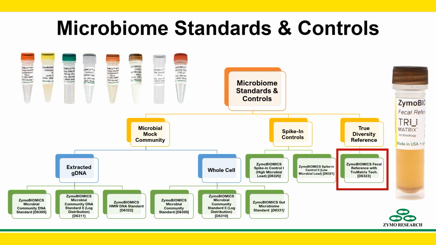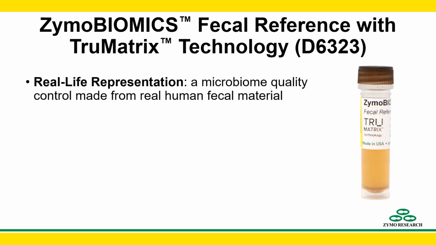Another very different microbial standard would be the ZymoBIOMICS Fecal Reference with TruMatrix technology. That's actually not only described in that box, but also the tube next to it, which you'll notice has a brown color because it's made from actual fecal samples. This reference material is a real-life representation. So this is a microbiome quality control made from real human fecal matter. That has the advantage that it's going to have the real matrix you'd expect to deal with, so any challenges this matrix might pose are going to be seen when dealing with the standard. This is what I would classify, using the terminology I presented in the last section, as a complex standard.